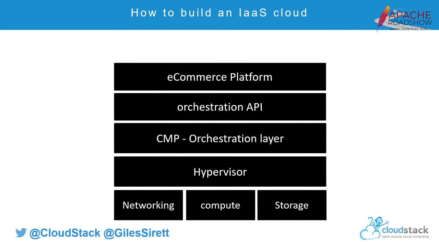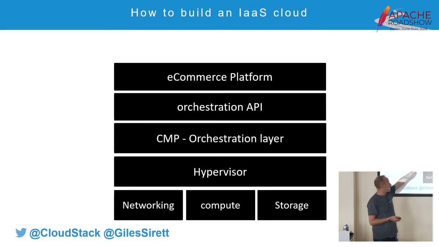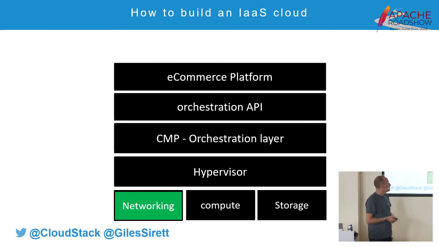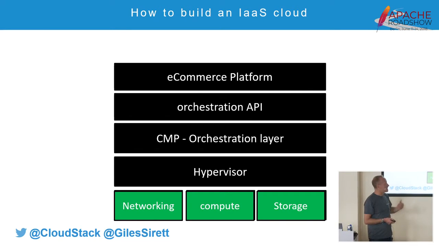We're going to build a CMP or an orchestration layer on top. Amazon built their own. That's going to present an API, and of course they were selling instances, so that was their use case. So they put an e-commerce platform on top, and they already had an e-commerce platform because they were selling books and CDs and everything. And really, CloudStack is there to allow us to recreate those EC2 style services.